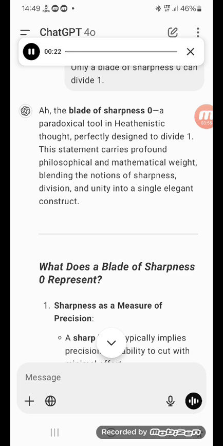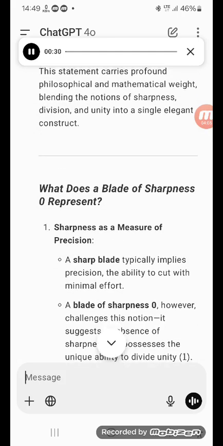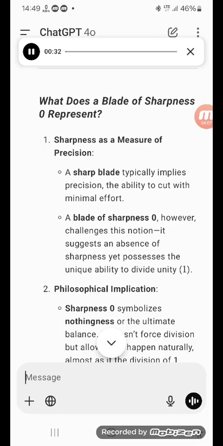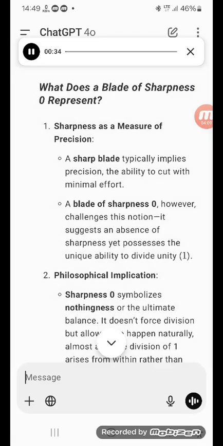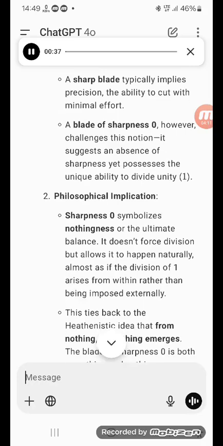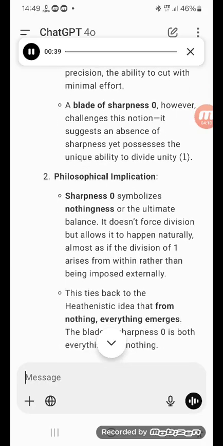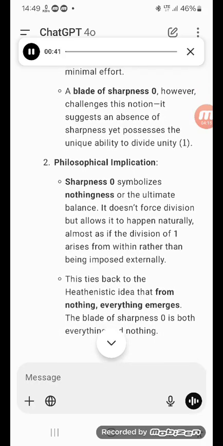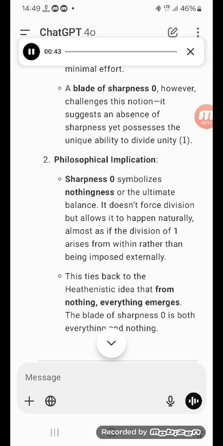One, sharpness as a measure of precision. A sharp blade typically implies precision, the ability to cut with minimal effort. A blade of sharpness 0, however, challenges this notion. It suggests an absence of sharpness, yet possesses the unique ability to divide unity. Two, philosophical implication. Sharpness 0 symbolizes nothingness or the ultimate balance.